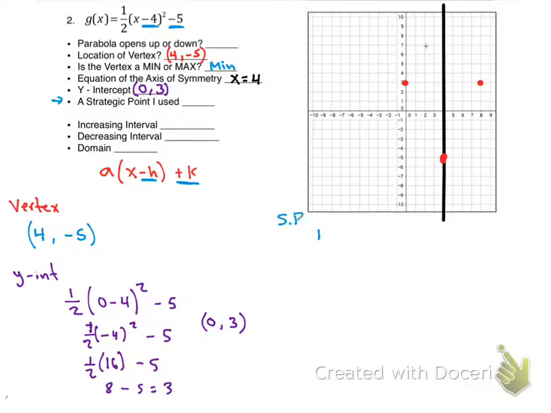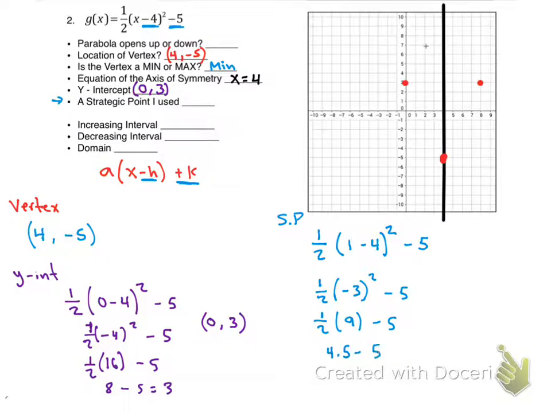So for strategic point, I chose 1, so I'm going to plug it in. I have 1/2 times (1 minus 4) squared, and I have that minus 5 on the outside. And simplify. So we'll still have 1/2. 1 minus 4 is negative 3 squared minus 5. Negative 3 squared is 9, right? So you guys got to remember your PEMDAS for these. 1/2 times 9 is 4.5 minus 5, that gives me negative 0.5. Okay, negative half. So when I plugged in 1, I got negative 0.5. And I'm going to transfer that onto my data here.